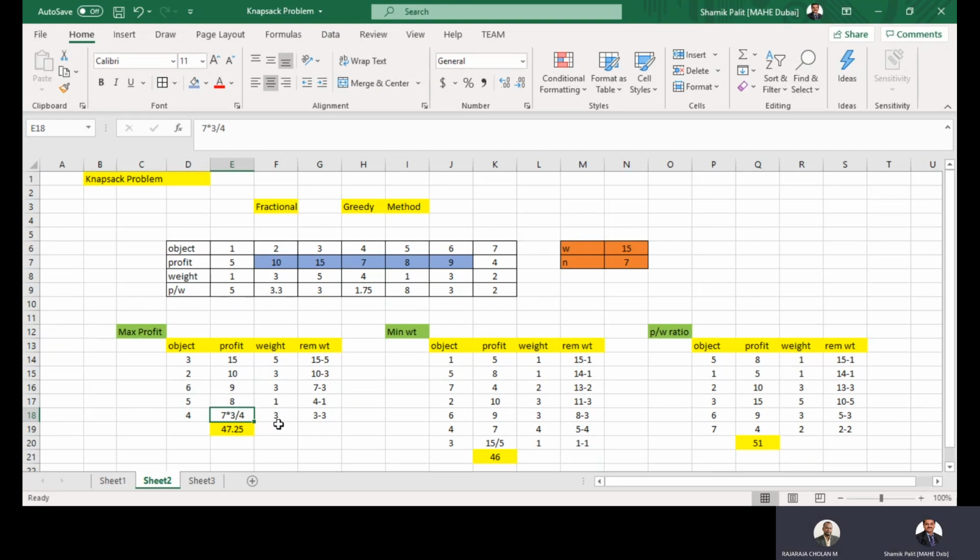Understood. Okay, so this logic you can apply for any number given over here, but you have to follow the logic that I have to take the maximum profit. I cannot break that rule. So every time we have taken the maximum profit like 15, then 10, then 9, then 8, then 7. I cannot take more because my bag is already filled with 15 kilo. And my profit is 47.25.